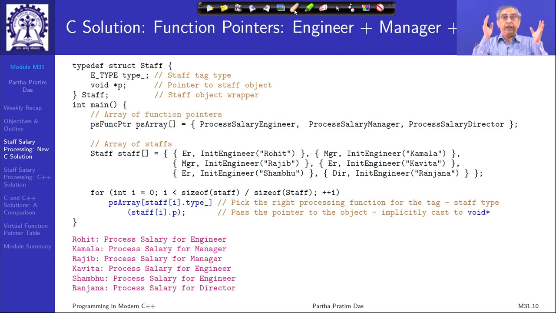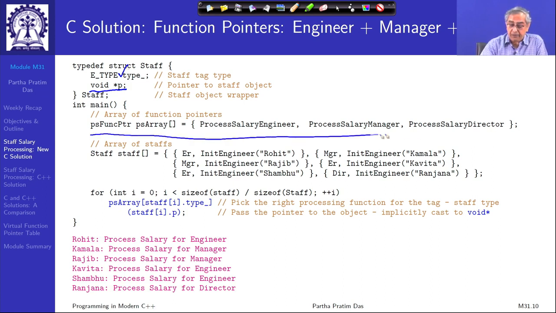Now, once I have got that, I can rewrite my unifying structure. What did we have earlier? Earlier we had a union of different pointer types, and we had the tag type to identify which pointer we are using. Instead, now I just use a void star pointer, because once I know this type, I do not need to really know the type of the pointer to the particular engineer or manager or director, because the E type will tell me everything. So, I just take it as void star.